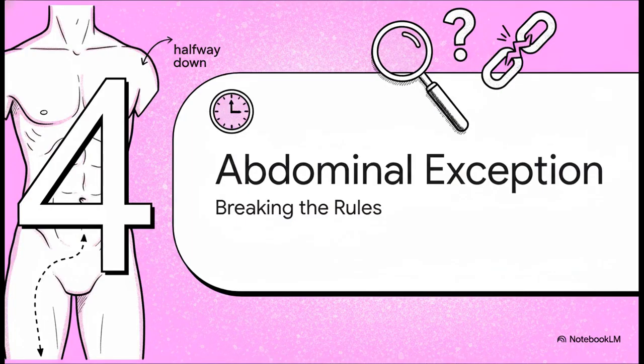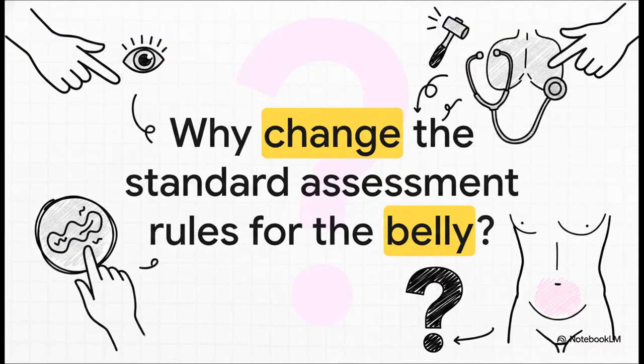Section 4. The abdominal exception, breaking the rules. Okay, we are halfway down the body, and here we uncover a major plot twist. We established our ground rules earlier, right? Inspect, palpate, percuss, auscultate. But you have to ask yourself this incredibly important question before you ever push down on a patient's stomach. Why do we completely change our routine here?